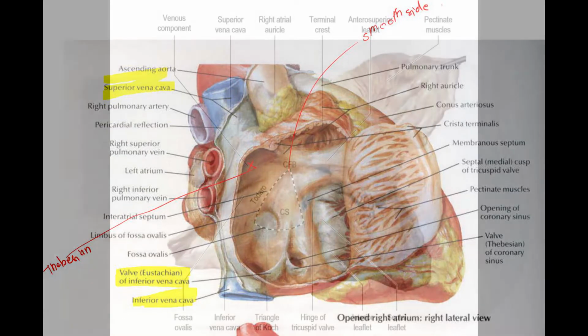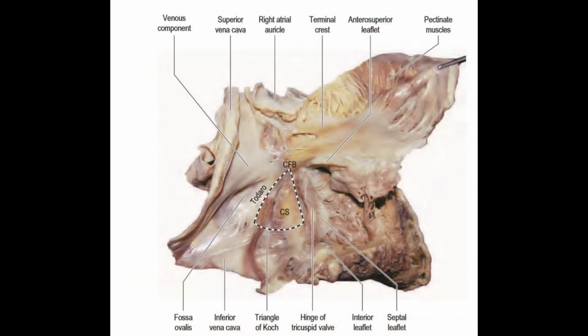Now there's a small structure that joins the fossa ovalis and the coronary sinus. This is known as the tendon of Todaro, so remember that. Apart from the tendon of Todaro, we also have an area to which the tendon of Todaro enters. It's known as the triangular area, or the triangle of Koch. And then we have the ostium of the coronary sinus, which forms another prominent landmark.